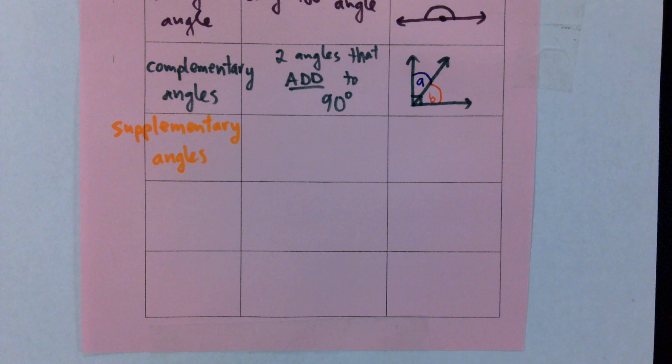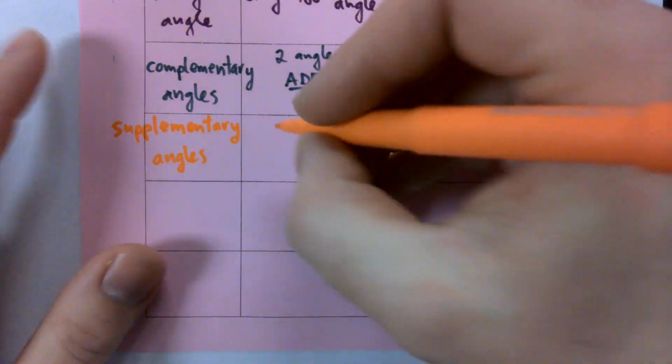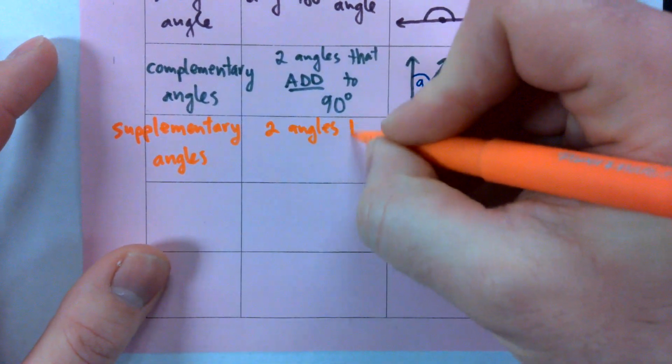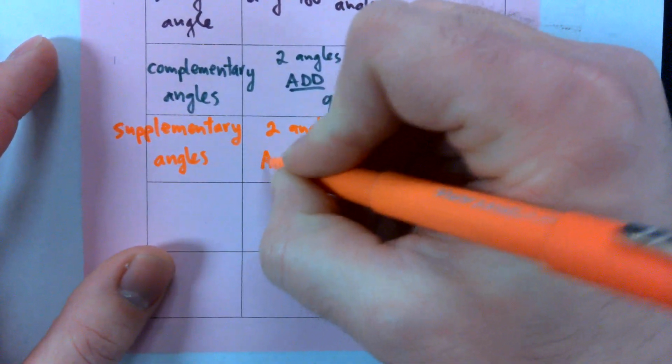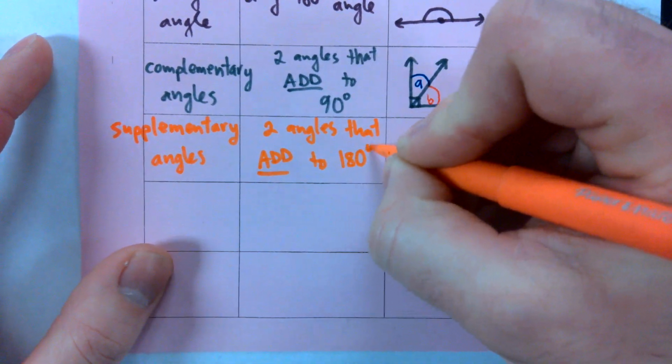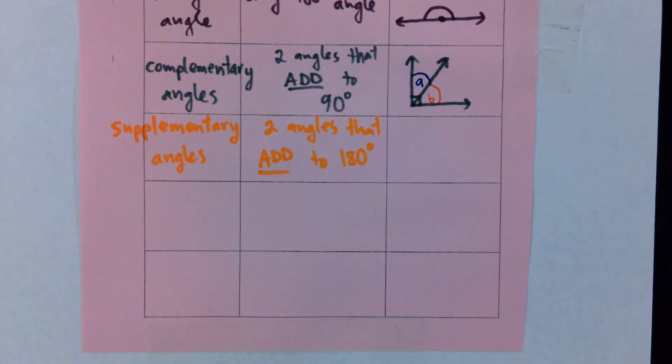What about nutritional supplements? Anyone ever heard of that before? Good. So supplements are the same kind of thing as complement. It just means that they go together. But when they go together and add to 90 versus when they go together and add to 180, we just need two different names for those relationships. So this is two angles that add to 180 degrees. That orange is kind of hard to read, I'm sorry.